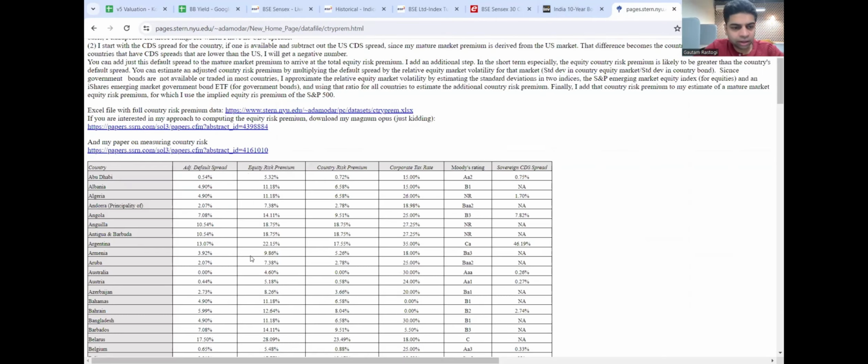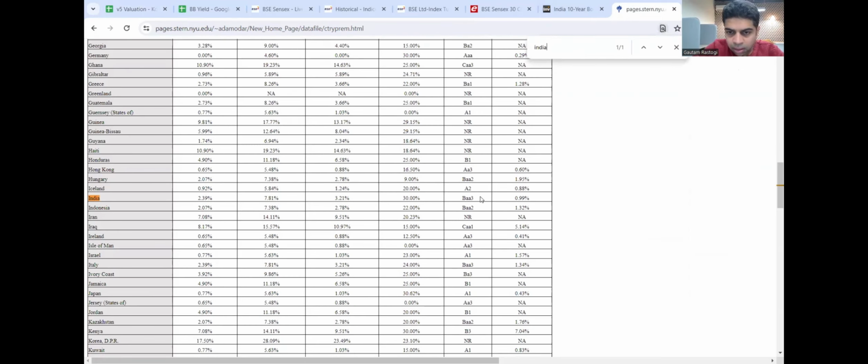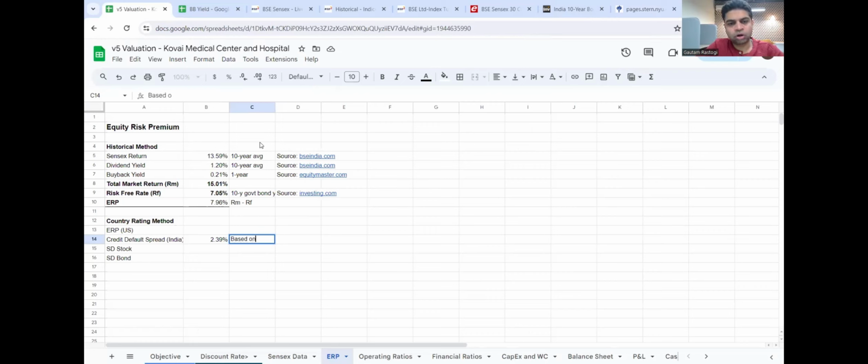And what is India's rating? India's rating is Baa3, based on the Baa3 rating. Okay, all right. And the source is Professor Damodaran.